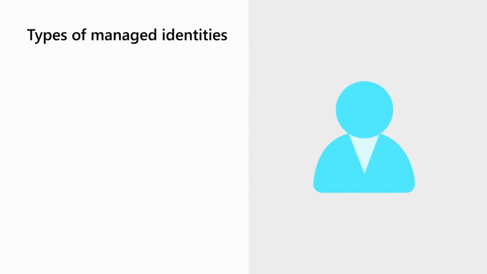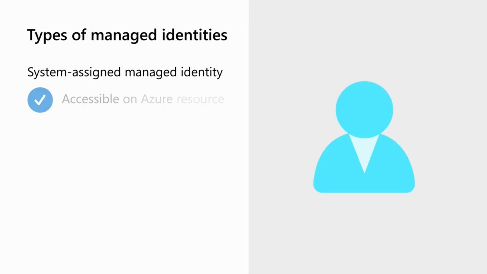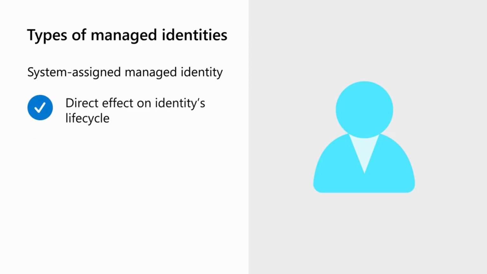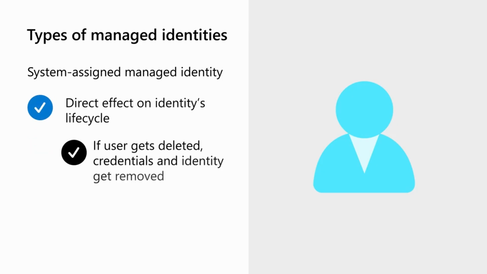Let's now learn about the two types of managed identities. The first type is a system-assigned managed identity enabled directly on an Azure resource. Next, Azure creates it for the user in the Azure AD tenant, and the user gets the credentials. The system-assigned identity to the Azure resource directly affects the identity's lifecycle. If you delete the resource, Azure automatically removes the credentials and the identity in Azure AD.